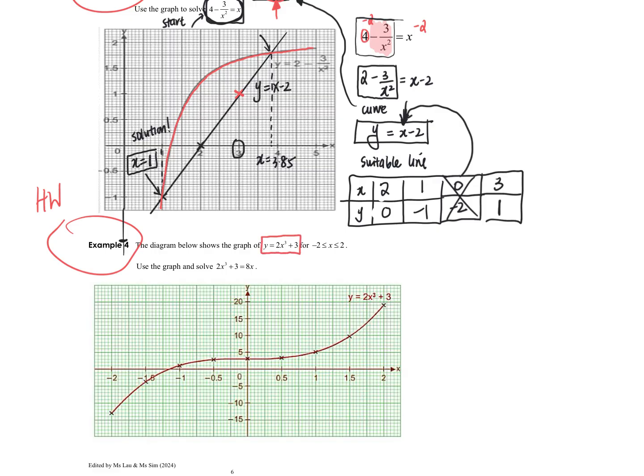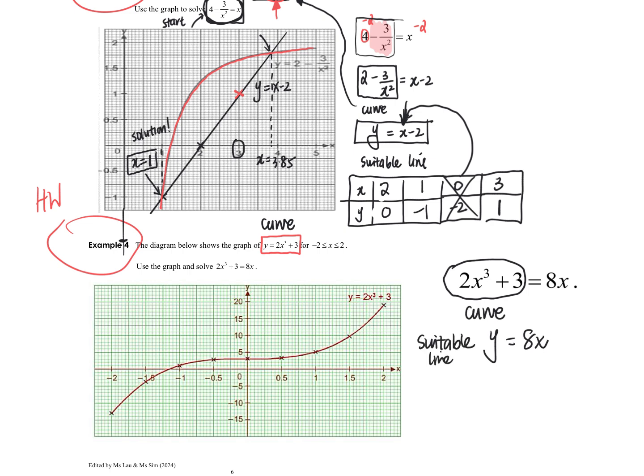Okay, I have plotted this. And then the question says, can you solve this for me? This one is super easy. The left hand side is already the curve. Can you see? The left hand side is already the curve. I don't need to do anything about it. I just need to draw the suitable line out. So this is the suitable line. So I go and plot a table of values. Any x values from minus 2 to 2 I can choose.